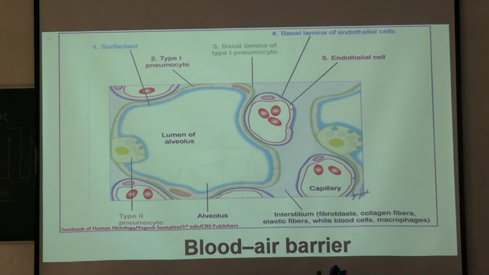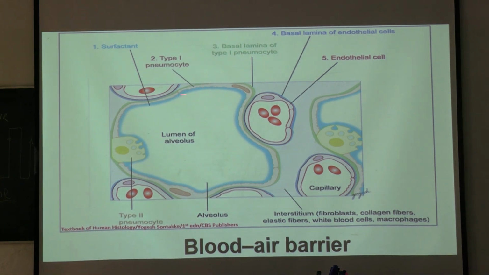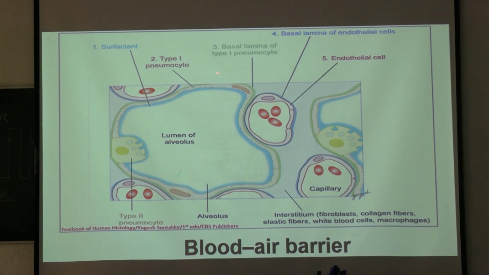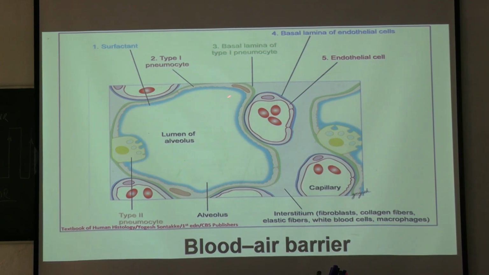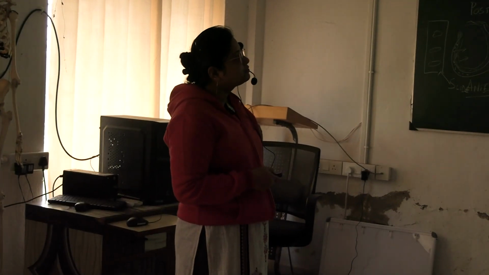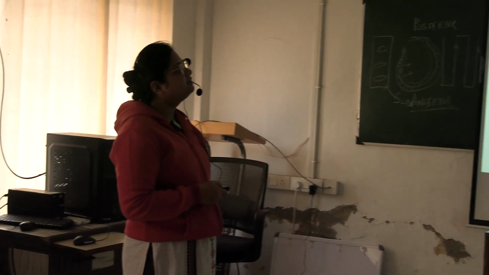Okay, if it comes as a short note, you have to draw a schematic diagram like this. You can see the layers. This is the surfactant, then there is the flattened type 1 pneumocyte, then the basal lamina of the alveolus and the basal lamina of the capillary endothelium, and the squamous cell of the lining epithelium of the endothelium. All these together form the blood air barrier. Okay, understood?